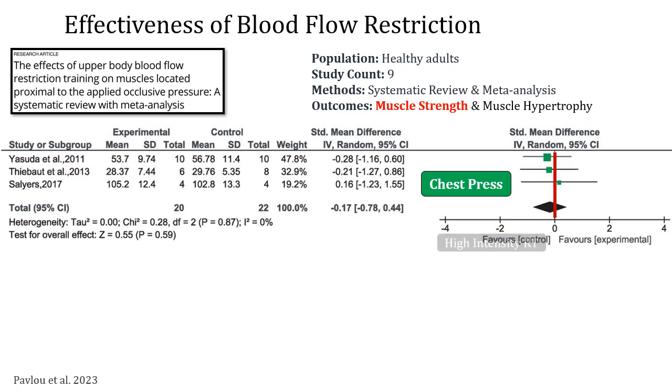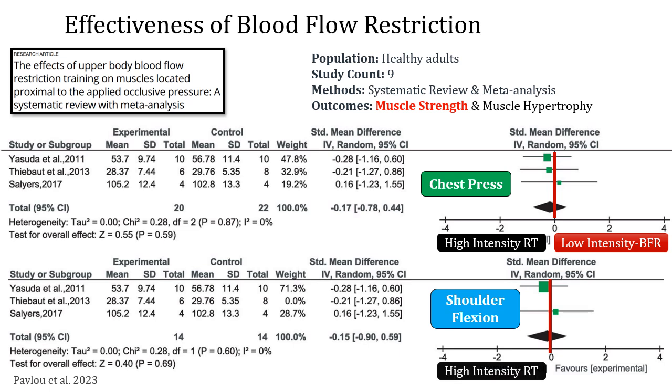And then when we look at this in regards to high intensity resistance training compared to low intensity resistance training for those same two exercises, we see that there's comparable results, though a slight leaning indication towards the high intensity resistance training group. The diamond pretty much splits the midline, suggesting that there's no significant difference between the low intensity BFR group and the high intensity resistance training group for muscle strength, at least with these two particular movements.